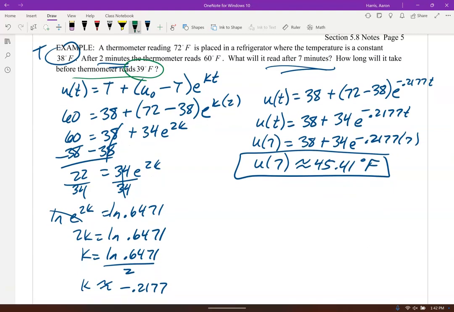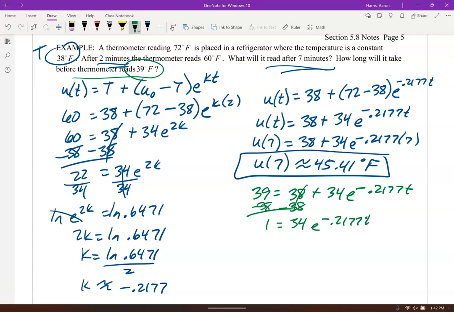So U of T is 39. Solve for T. How many minutes will it take to do that? Well, let's subtract 38 from both sides. Divide by 34, so divide both sides by 34, so 1 over 34.